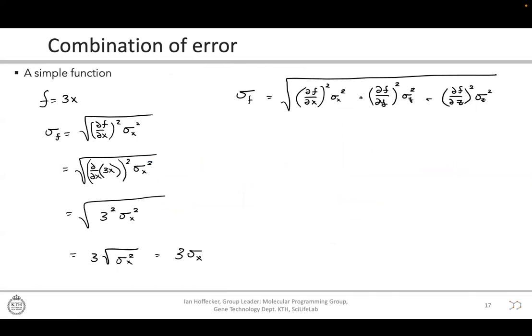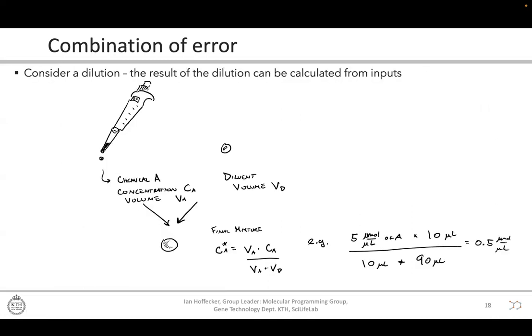So here's an example. Let's say our function is 3x. So then we could compute, fill this out. We take the partial derivative of 3x with respect to x, and we square it. We multiply by sigma x squared here, and we take the square root. And if we simplify this, that gives us the error for f of x. In this case, it's just 3 times sigma x.